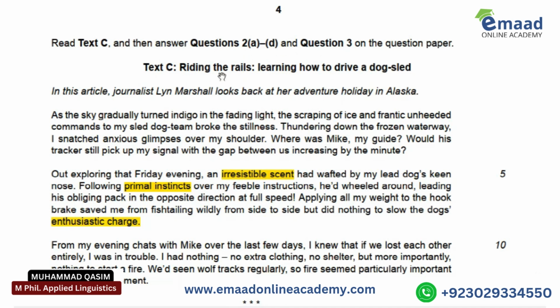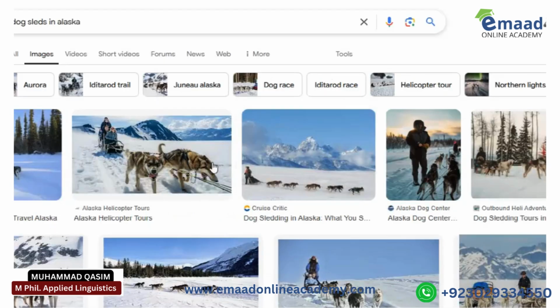So I will suggest you read this text, but before reading this text, let me show you what it's like riding the rails on a dog sled, learning how to drive a dog sled. What is a dog sled? Let me show you. You can see these pictures of dog sleds. They are used in Alaska in this icy place and this heavy ice. You can see there is snow, and they use the dog sled for traveling in this cold place. It's a mode of traveling for adventurous people. It can be dangerous. I would never try this. You may try this if you are in Alaska.